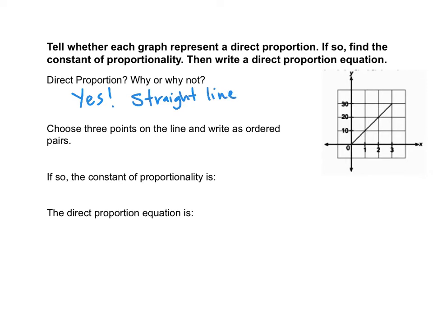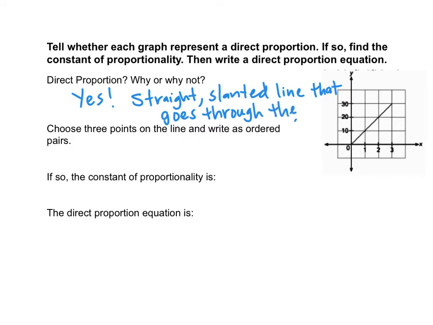I should almost put straight here. I'll erase this and put straight slanted line. Straight slanted line that goes through the origin. Okay? Choose 3 points on the line and write as ordered pairs. Okie dokie. I'm going to do the ones that are really easy to see. These 3 right here, because they go right on the intersection of 2 lines, okay?